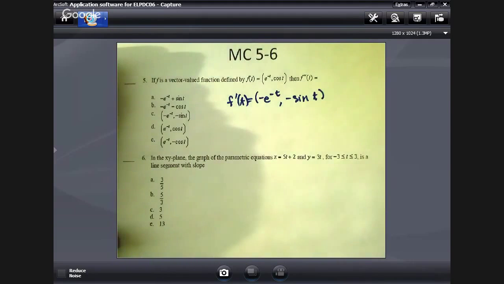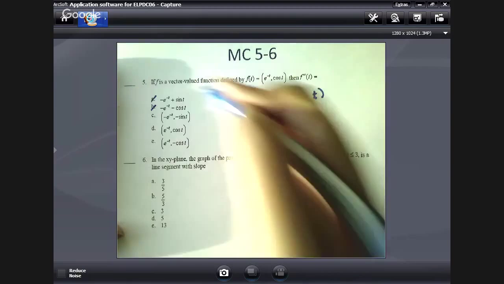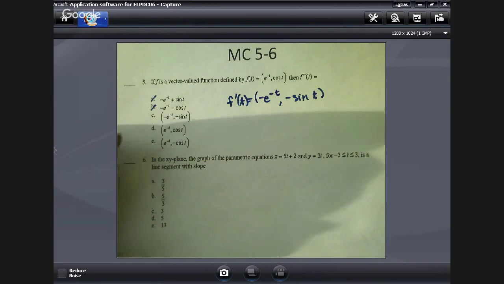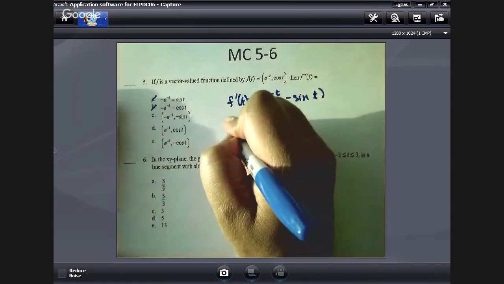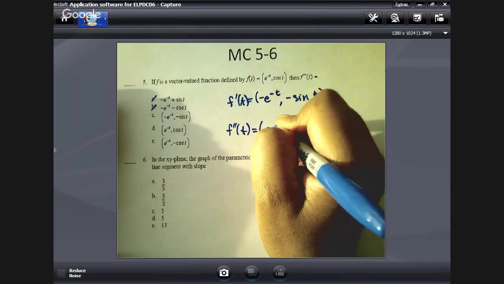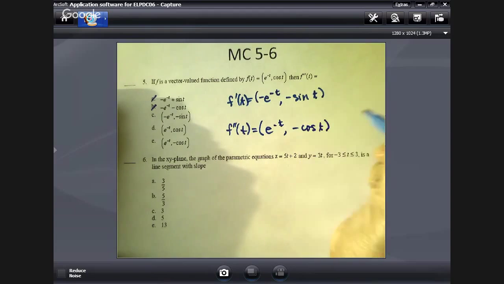And then you find the derivative of that. Now, you know it can't be A and it can't be B because vectors don't magically become scalars by taking their derivatives, right? They're still vectors if you take derivatives. So let's see, the second derivative then is e to the minus t minus cosine t.